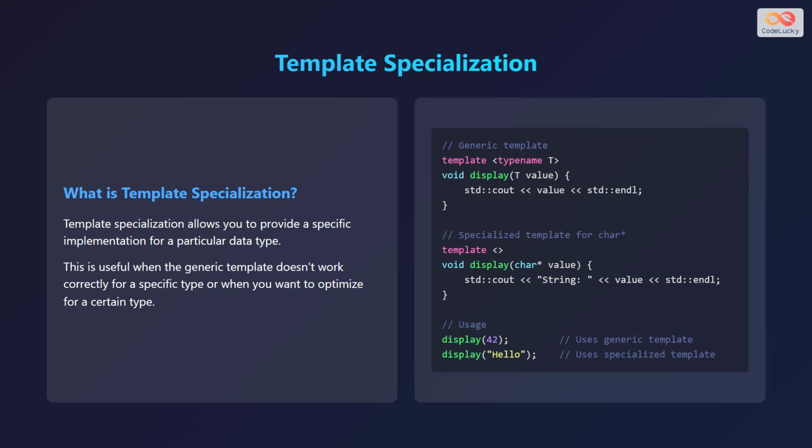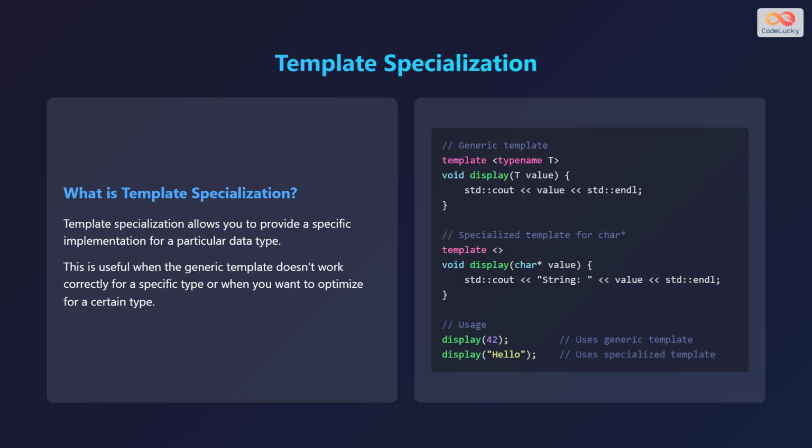Template specialization allows you to provide a specific implementation for a particular data type. This is useful when the generic template doesn't work correctly for a specific type, or when you want to optimize for a certain type. Here is a generic template. The display function template takes a value of type T and prints it to the console. Then we will see a specialized template for character pointers.